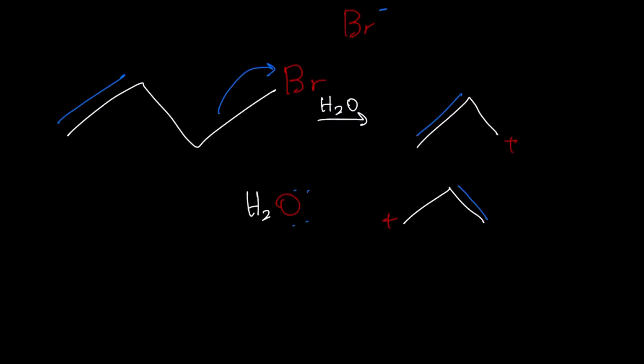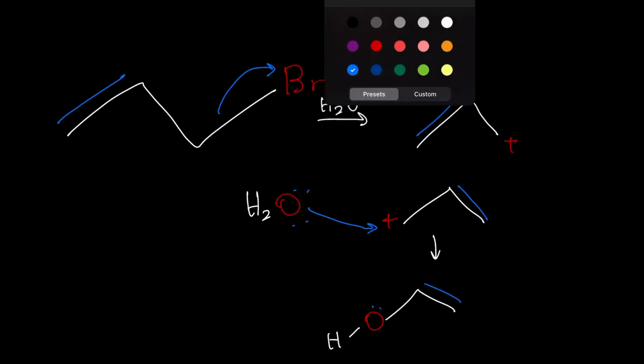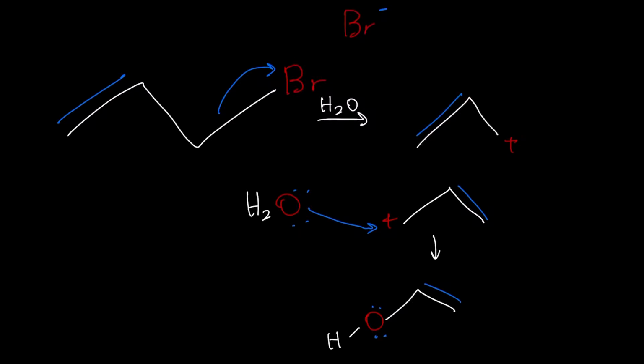It's going to attack the carbocation, which is going to then turn into oxygen with two hydrogens. And then the last stage is going to be deprotonation, where hydrogen is going to go away. The oxygen is going to retain its electrons, and what you have is an alcohol.